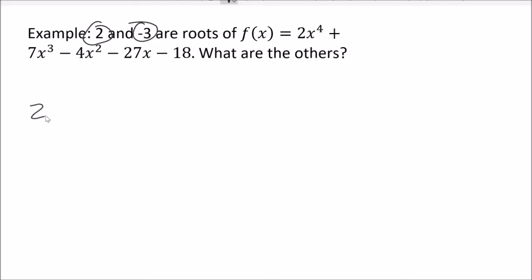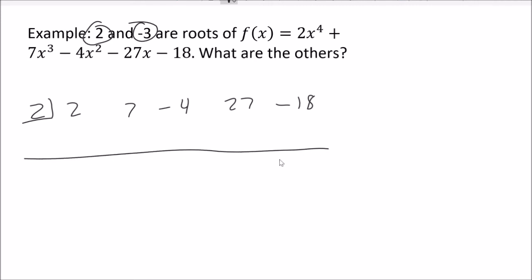Let's start with 2, and then pull the coefficients. So 2, 7, negative 4, 27, negative 18. Now, y'all, do you know what number is going to be in this box at the end? You should, because they told us that these are roots. So what that means is that this has to be a 0. Let's see if that works out.